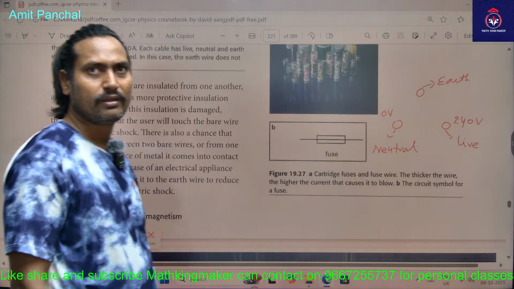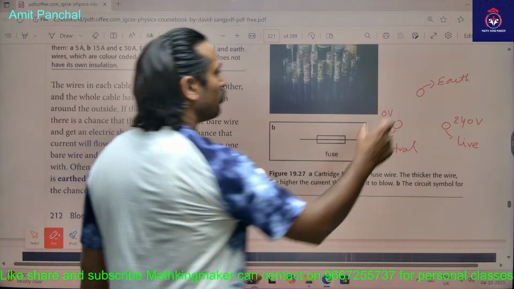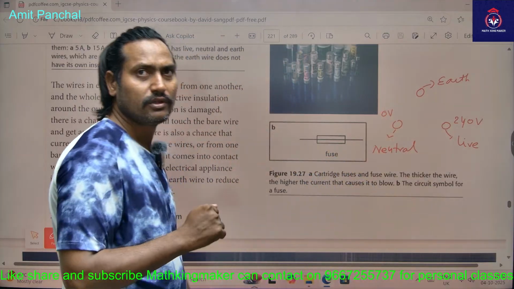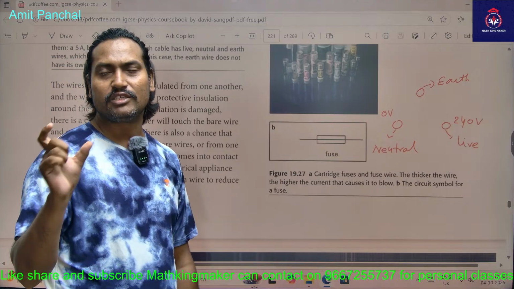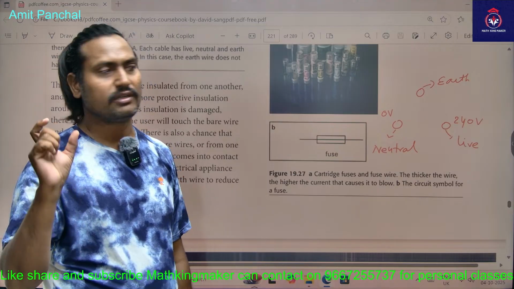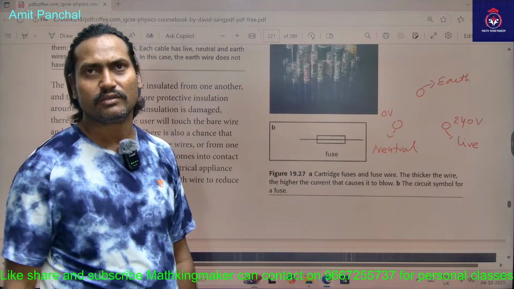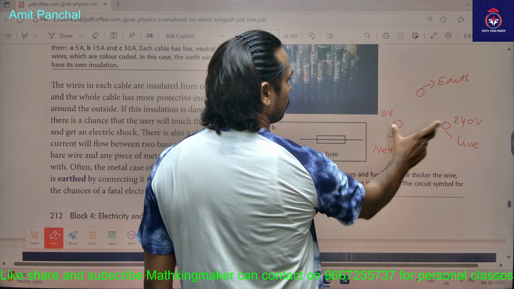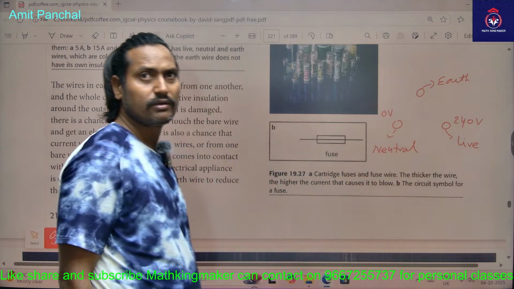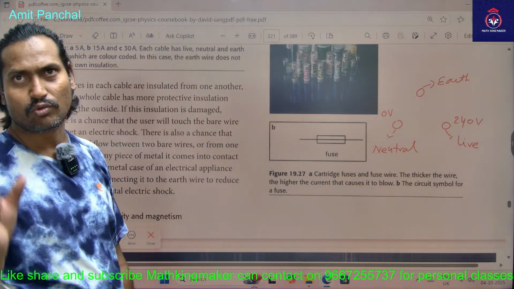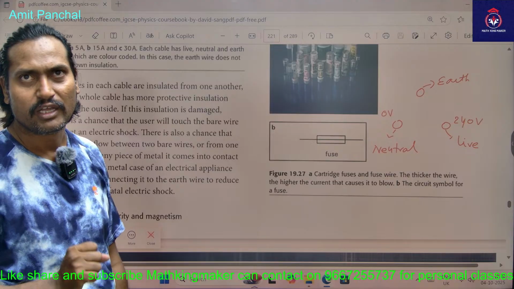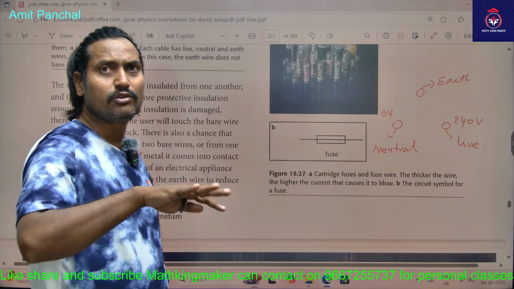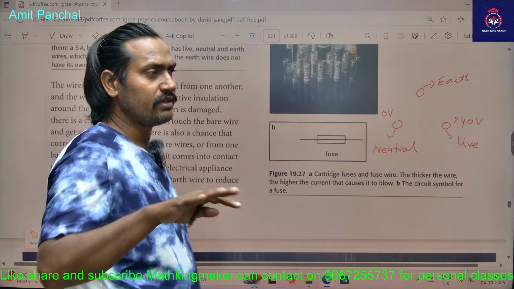So once you insert the plug and switch on, what happens? Current will flow if there is a potential difference. That is the concept of current. So there is a potential difference between these two, live and neutral, isn't it? That is 240 volt potential difference. So current will flow. Current is flowing into the circuits, current is flowing into the appliances.